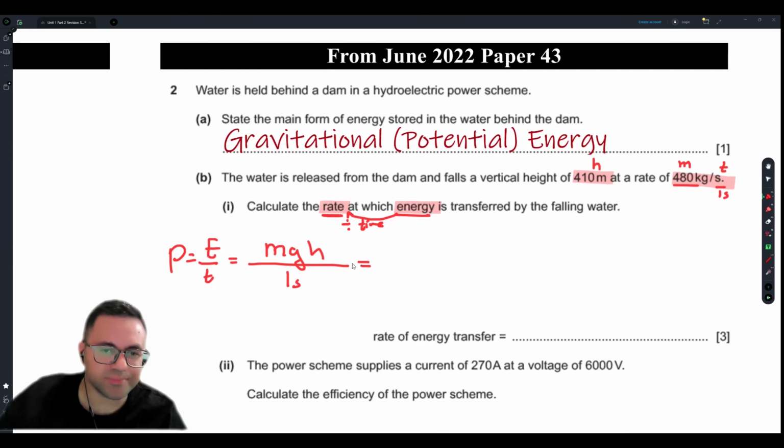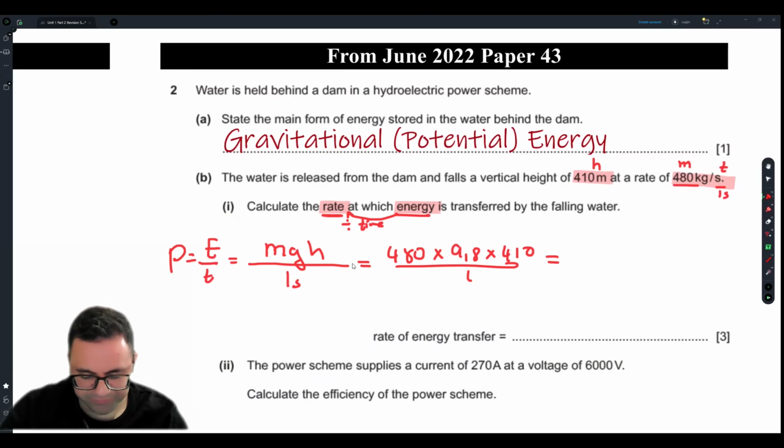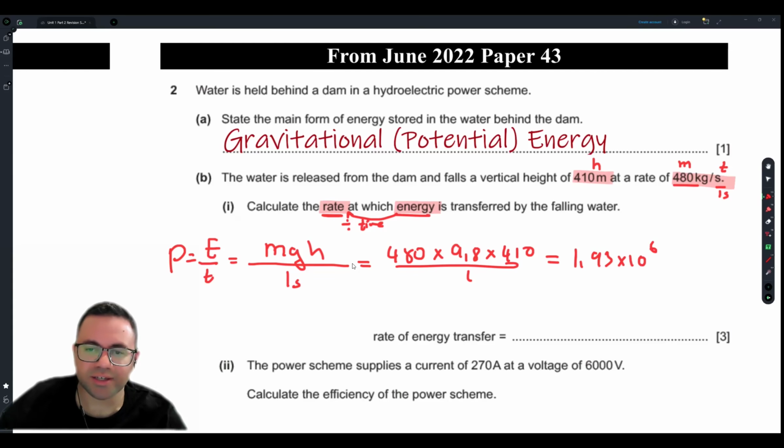So moving on. The mass is 480. G is 9.8. Again, same thing. This was from 2022, so the value of G here is actually 10. And the height is 410 over 1 second, because the time is 1 second. So 480 times 9.8 times 410 over 1 gives me a very long value, so I'll change it to standard form: 1.93 times 10 to the power of 6.